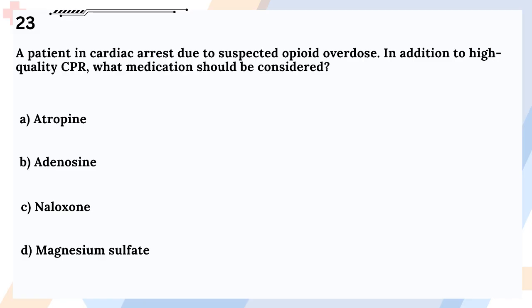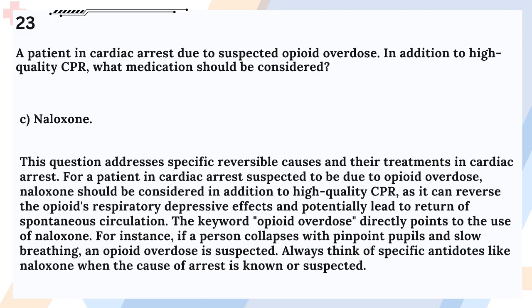Question 23. A patient is in cardiac arrest due to suspected opioid overdose. In addition to high-quality CPR, what medication should be considered? A. Atropine. B. Adenosine. C. Naloxone. D. Magnesium sulfate. Answer: C. Naloxone. This question addresses specific reversible causes and their treatments in cardiac arrest.